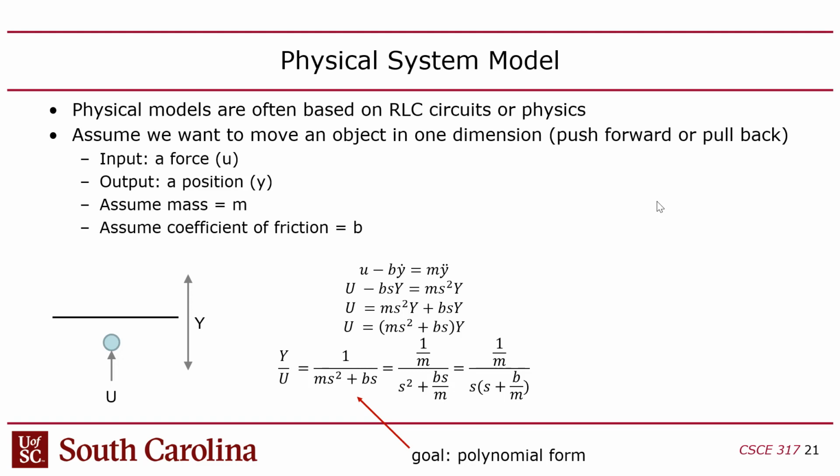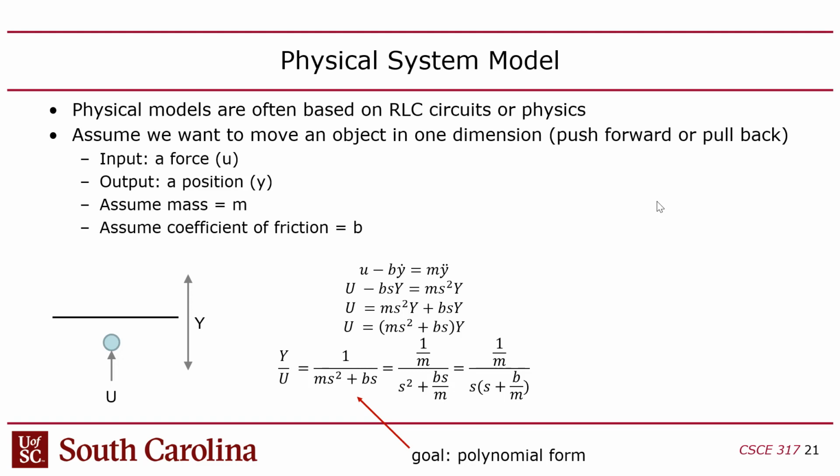And then what do I need? Y over U. So I need to divide both sides by U, and then divide both sides by this, right? ms squared plus bs, right? So I end up with Y over U is 1 over ms squared plus bs. Make sense? Okay, and then first I want to see if the system's stable.